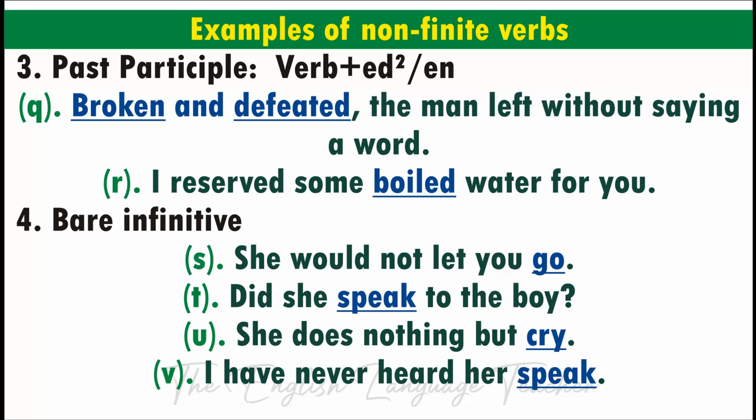Example R. I reserved some boiled water for you. Boiled there is a non-finite verb and it functions as the modifier of the noun water. The last type of non-finite verb is the infinitive. Example S. She would not let you go. Go, as used in this sentence, is a non-finite verb.